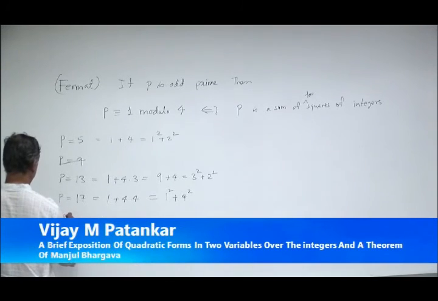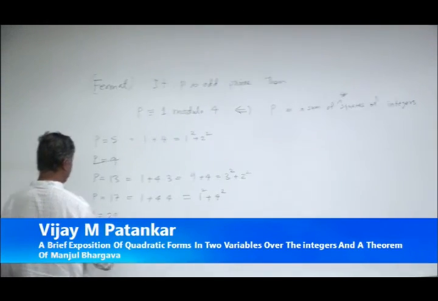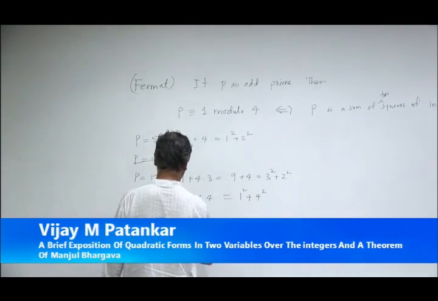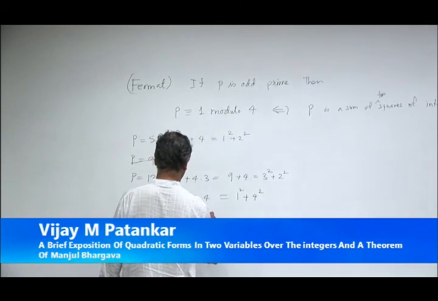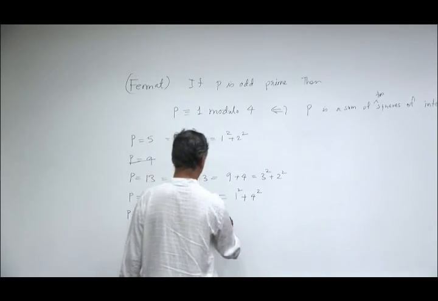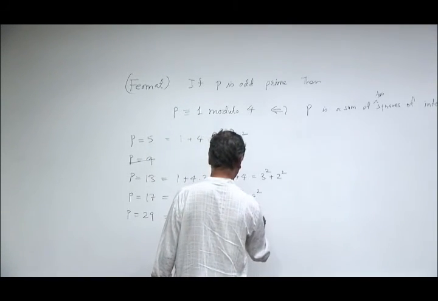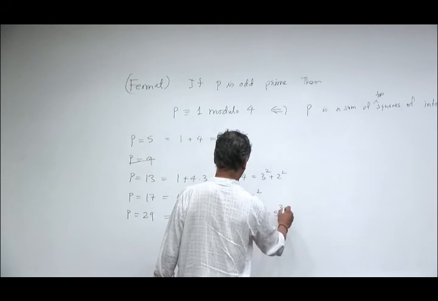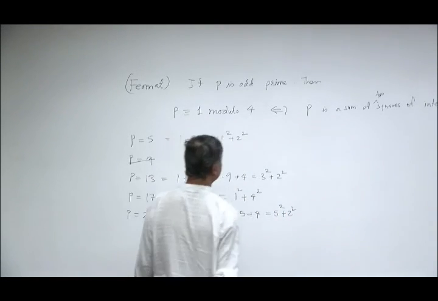One can go further. One has to go up to 29. Here it is 1 plus 4 times 7, and that gives you remainder 1. And this is 25 plus 4, and that's 5 square plus 2 square. So this is the theorem that we want to prove.